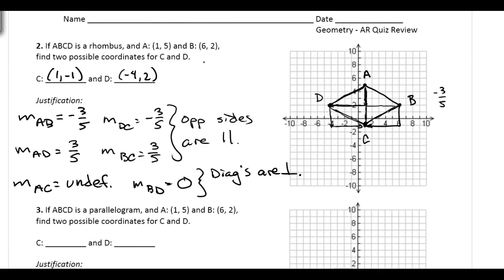Alright, so that's it for this video. If you need to rewatch it, go ahead and do that. Also, go ahead and try the problem again and see if you can find another pair of points C and D that will also make this a rhombus. That'll be good practice. Alright, see you in part 10.